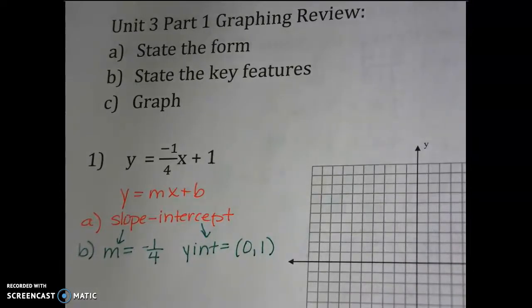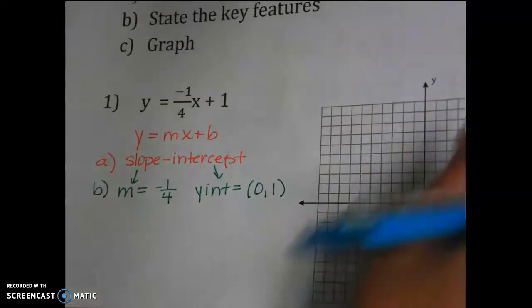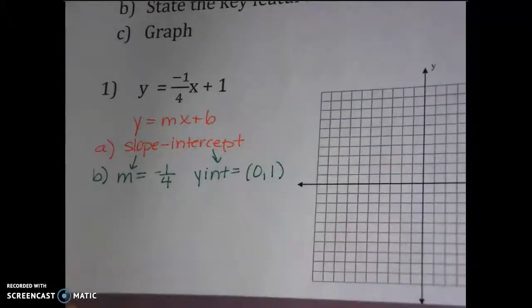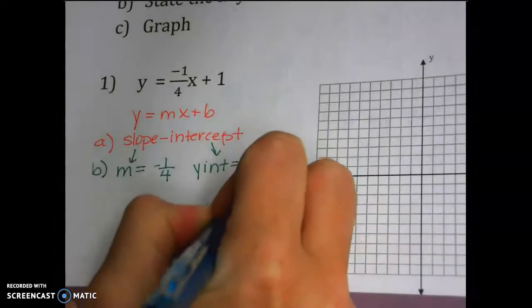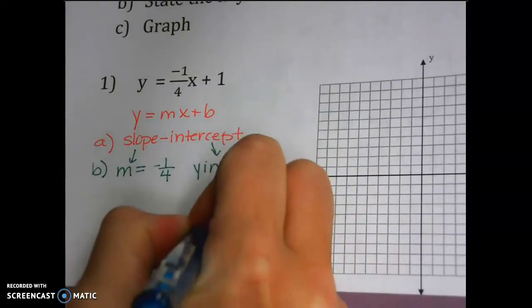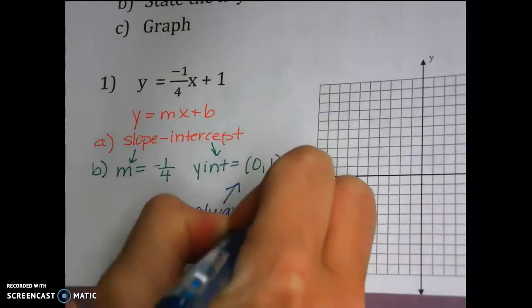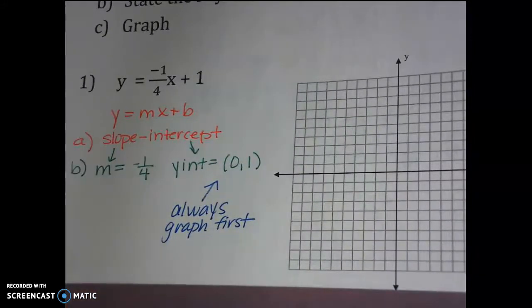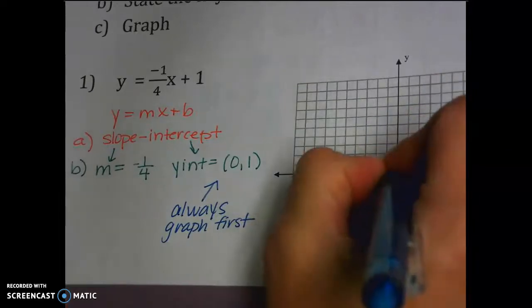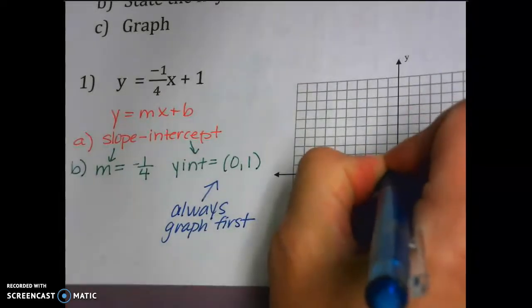When we graph, we always graph the point first. So 0, 1, always graph first. So we will go to our graph here, and so just make a quick graph on your paper, and we're going to put a point at 0, 1.